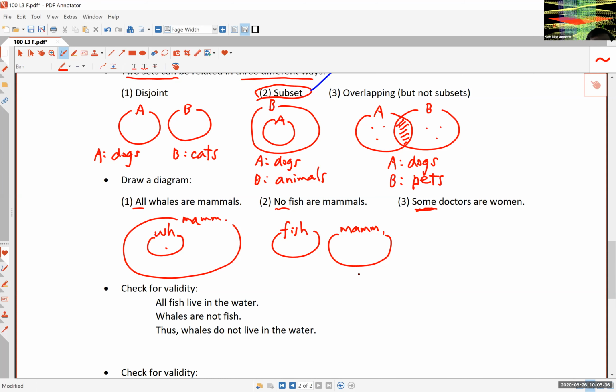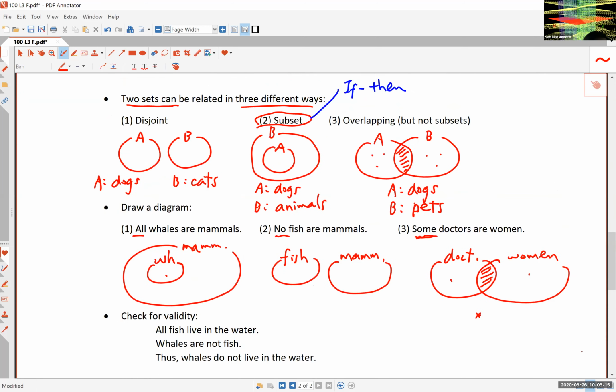You say, how about whales and dolphins? Well, these are mammals, not fish. Okay, some doctors are women. So that means there exists at least one woman that's a doctor, right? So that's an overlapping relation. We have female doctors here, male doctors here, and women who are not doctors. And there's me, because I am not a doctor and I am not a woman. So that's how you can draw Venn diagrams for these.